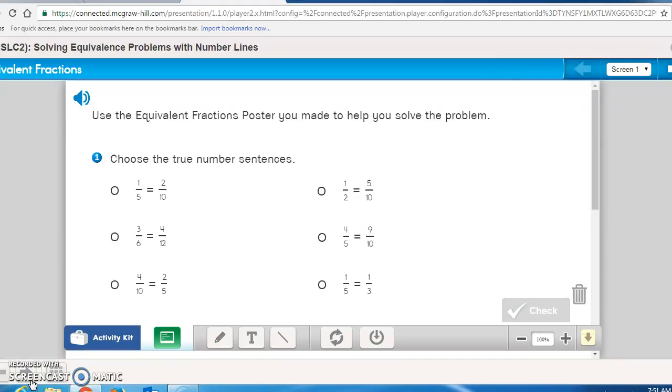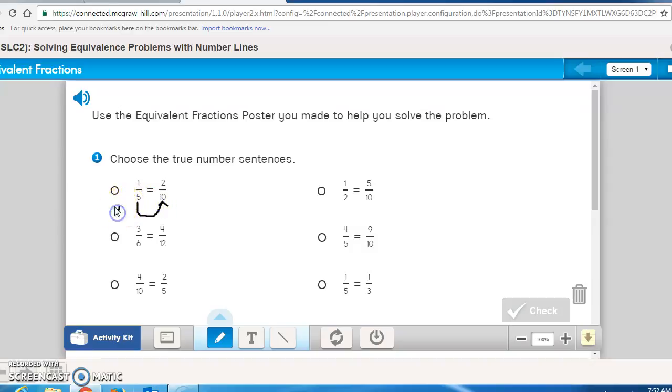So using equivalent fractions, a poster may help you to solve the problem. Choose the true number statements. This is in your math journal, page 75. Here's one quick way to figure out if it's a true statement. Ask yourself, how does 5 become 10?